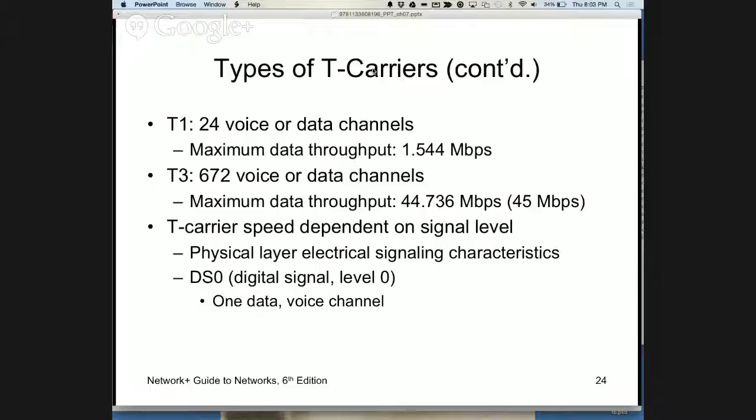T1 has 24 voice and data channels. T3 has 672 voice and data channels. The T carrier is dependent upon the signal. Like here on campus, we have a 921 number from AT&T in our T1, or I'm sorry, our 3 T3s.